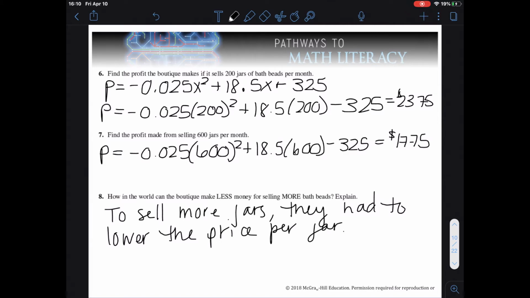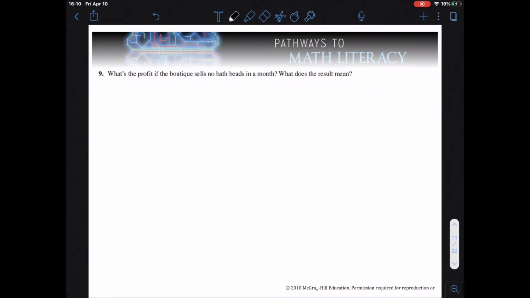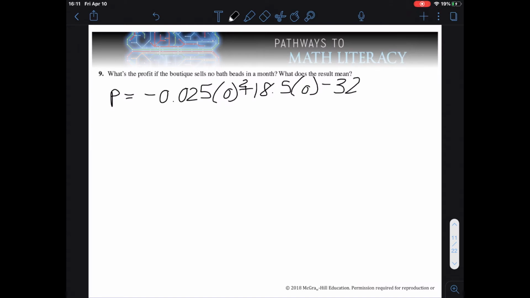So this is good, but how do you figure out what's going to be our max profit then? Or how can I figure out how many jars I should possibly sell? And if I sell no jars, what is that going to tell me too? So if I sell no jars, using that same profit function, you plug in 0 for x. And really, you just get negative 325. So this was your fixed cost.